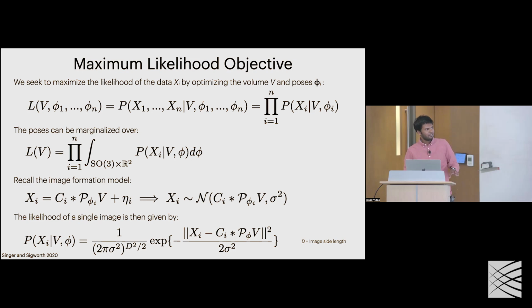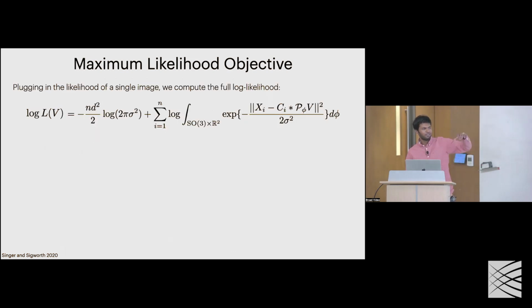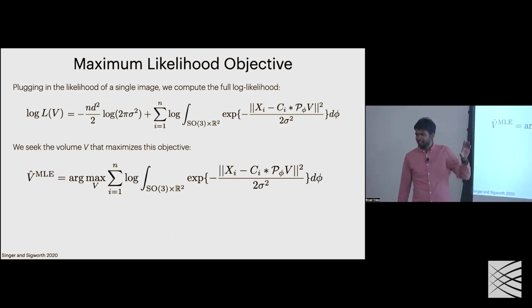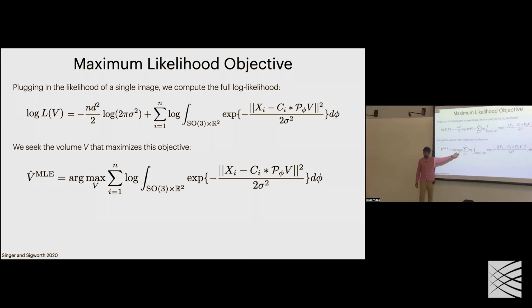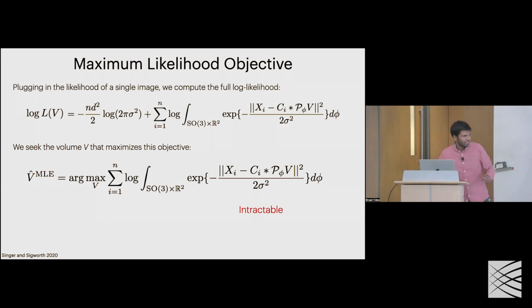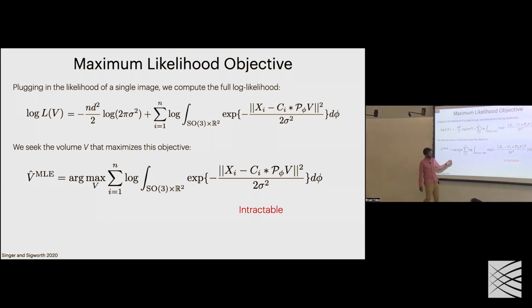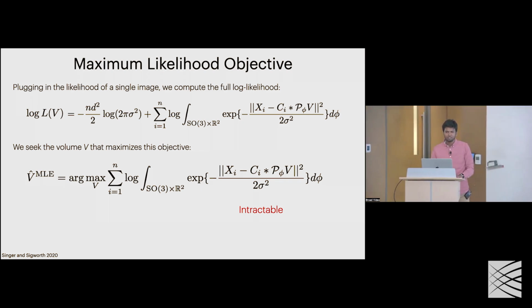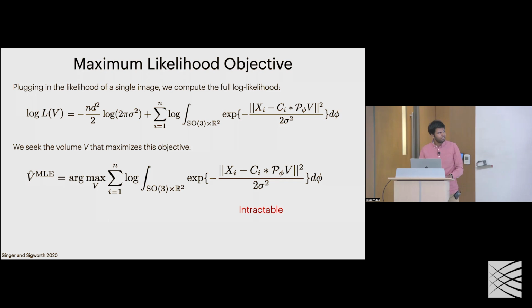So we can take the single image likelihood and plug it into the total likelihood, and you get an expression like that. And then the optimization problem essentially ends up being maximizing that full likelihood with respect to the volume V. Again, this expression is saying that we want to find the volume V that maximizes the likelihood over all the images, marginalizing over the poses. Unfortunately, this expression is intractable. We won't be able to solve for V in a closed form solution. And so we'll need another technique.